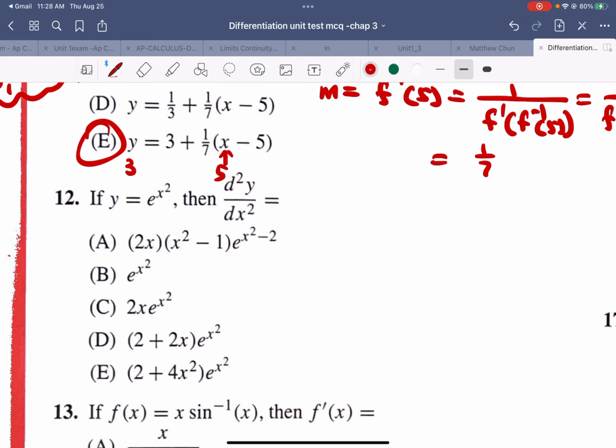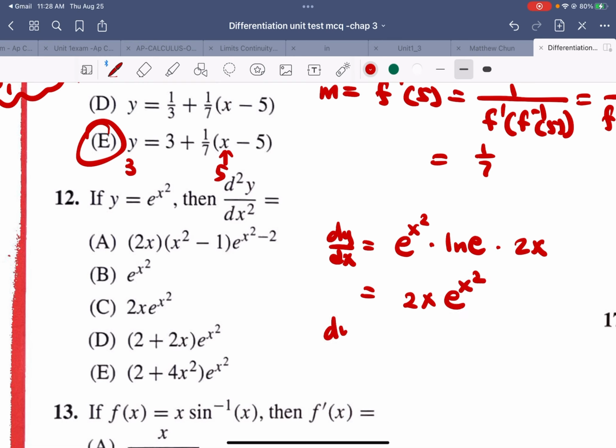So this is a second derivative notation. So first derivative dy/dx. What you do is e to the x squared times ln of e times the derivative of x squared, which is 2x. Okay. So ln e is 1. You have 2x e to the x squared.